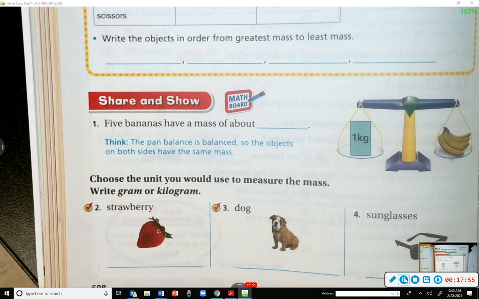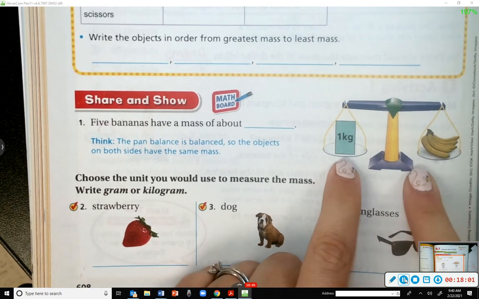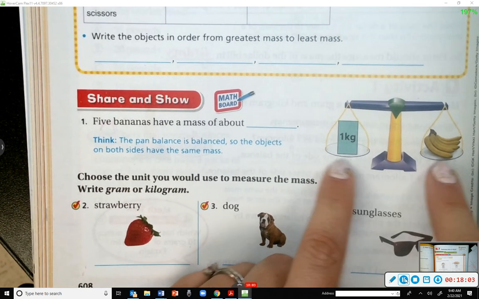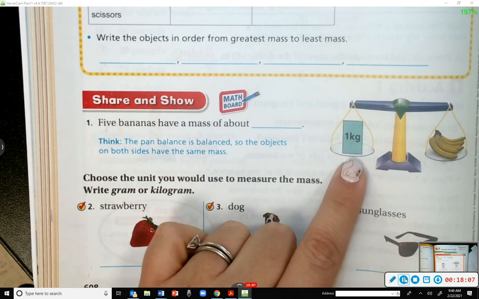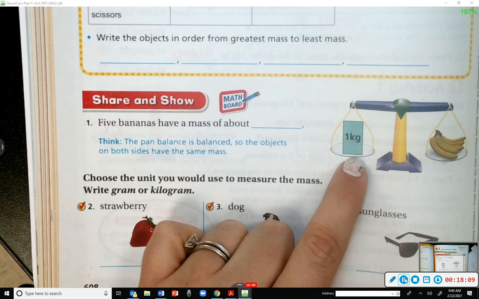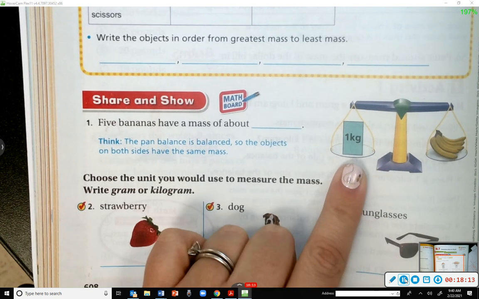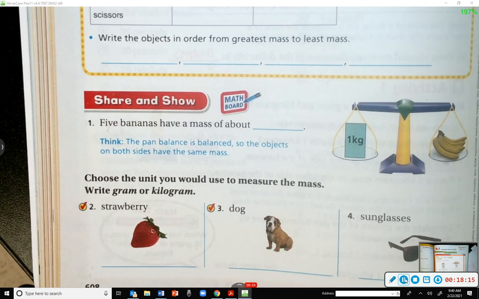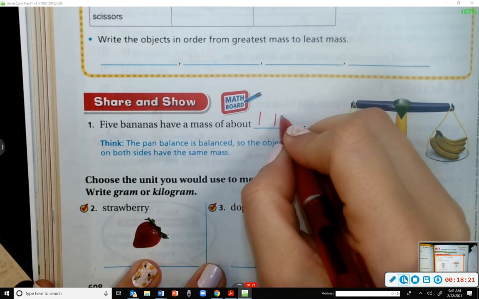Five bananas have a mass of about, well, let's look at the picture. Notice the balance pan is level. It's balanced. And what's on this side? That is like a block. It's a block and it's labeled 1 kg. What do you think that kg stands for? Kilogram. So 5 bananas have a mass of about 1 kilogram.